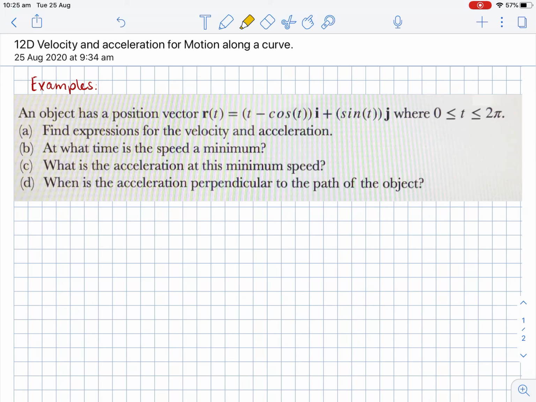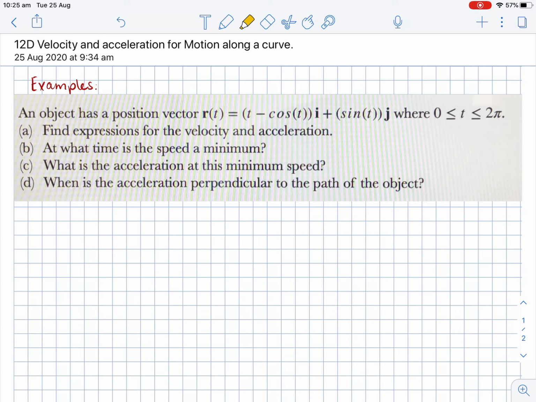Okay, good morning everybody. So today we're going to have a look at some videos where we're calculating velocities and acceleration for a particle moving in a three-dimensional space. We'll use these examples to look at things like speed, as well as whether the objects are perpendicular, etc.